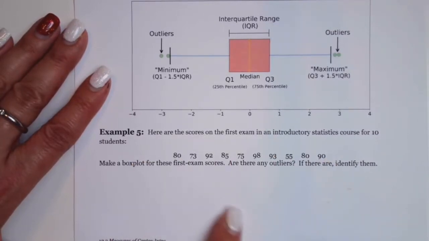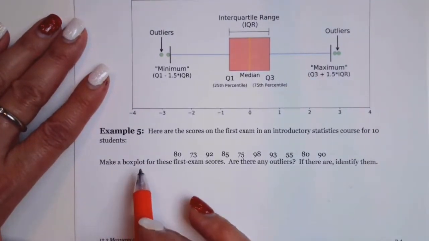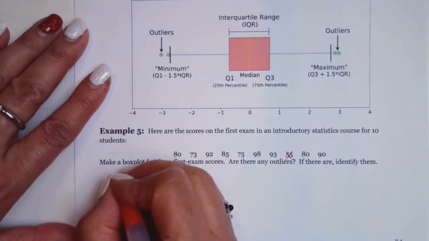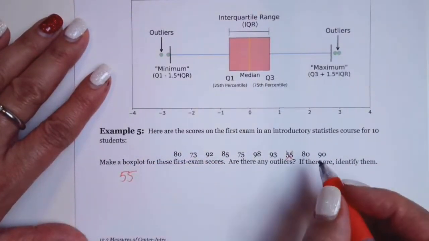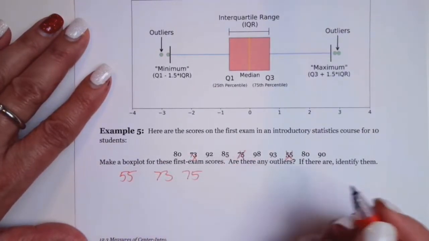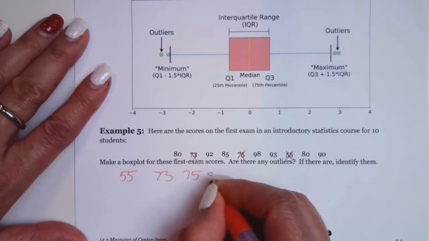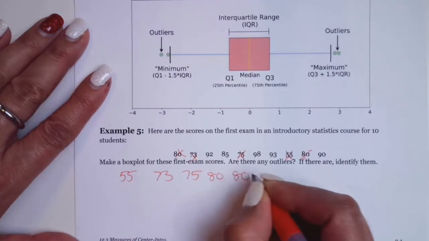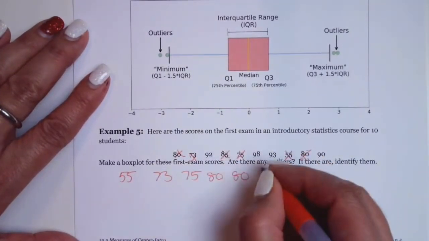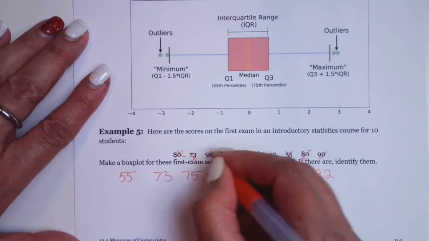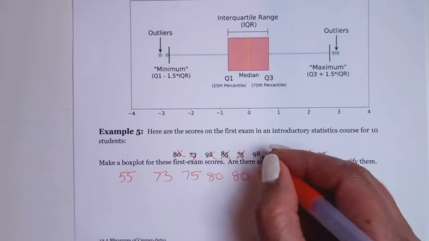So first, we need to reorder these scores from the smallest, or the lowest, to the highest. So I believe our lowest is 55. Then we have a 73, a 75, 80, another 80. What else do we have? 85. We have a 90, a 92, a 93, and 98.